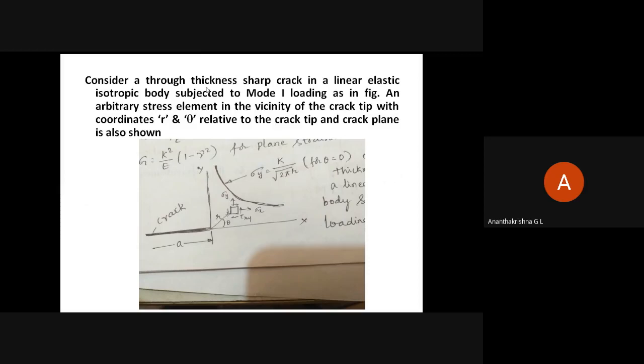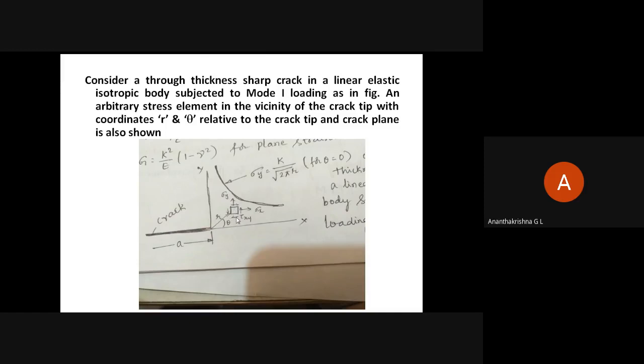Okay, so we have considered a through thickness sharp crack in linear elastic isotropic body subjected to mode 1. Again, mode 1 only is covered. Mode 2 and mode 3 are not used. Mode 1 is essentially subjected to tensile stress. So we are now considering a body which is subjected to mode 1 type of loading, that is essentially tensile stress. An arbitrary stress element in the vicinity of the crack.